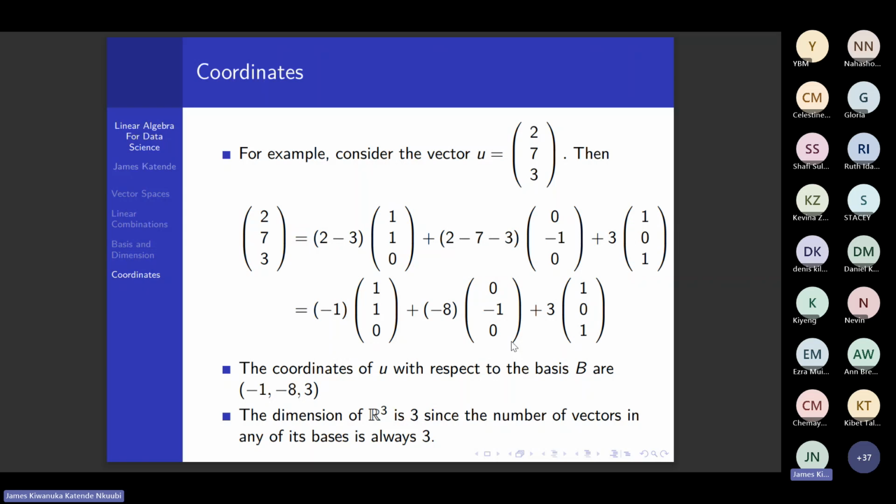So you could try this with the standard basis for R3. You would see for the standard basis, the coordinates will still remain the same, 2, 7, and 3. The standard basis would be the one that has 1, 0, 0 as your first vector. The second vector in the basis will be 0, 1, 0, and the last vector will be 0, 0, 1. Then the coordinates will be the same as the entries in the vector. But if the basis is not the standard basis, then the coordinates of the vector are different from the entries in the vector, as you can see in this case.